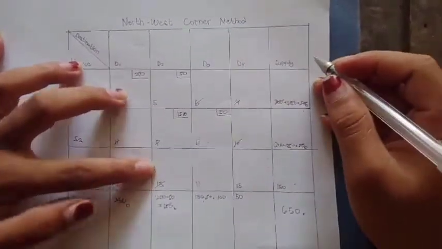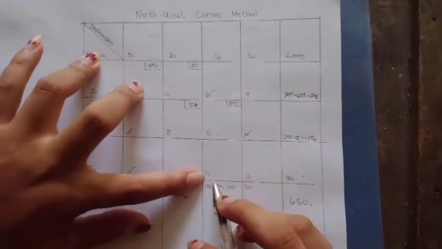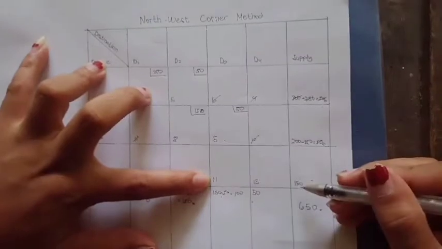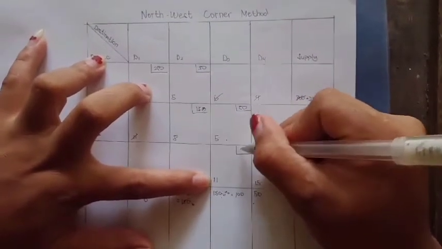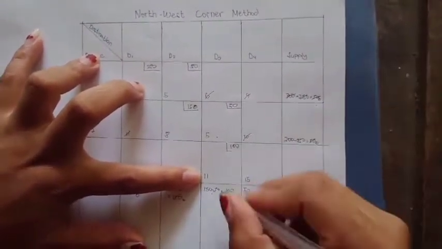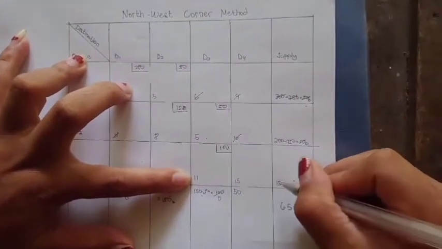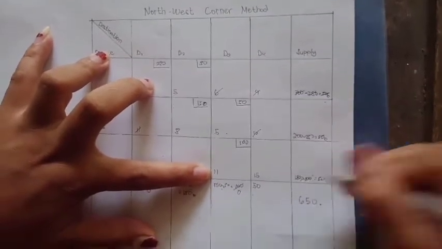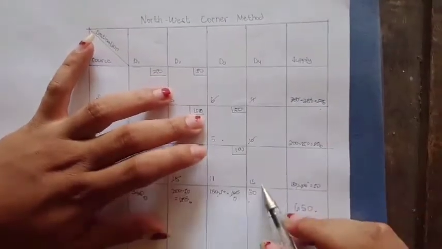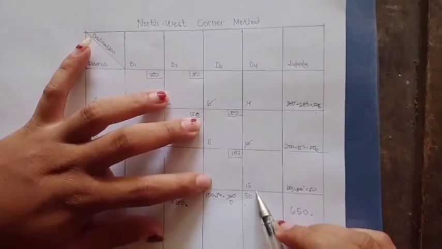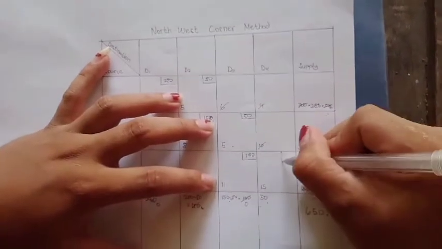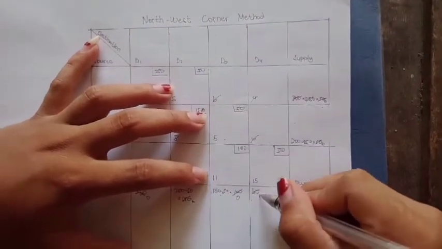And then next is 11. We have a demand of 100 and a supply of 150, so we need to allocate 100 here. Then it will become 0, and then 150 minus 100 is equal to 50. The last cell is 15, and we have a supply of 50 and a demand of 50, so we need to allocate 50 here. Then it will become 0 and 0.